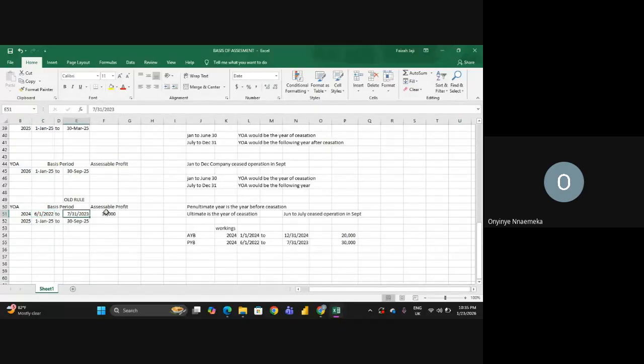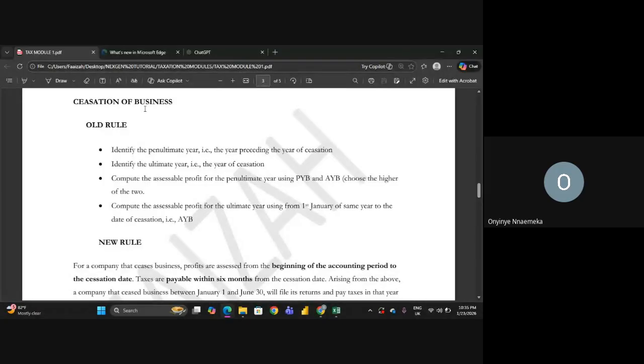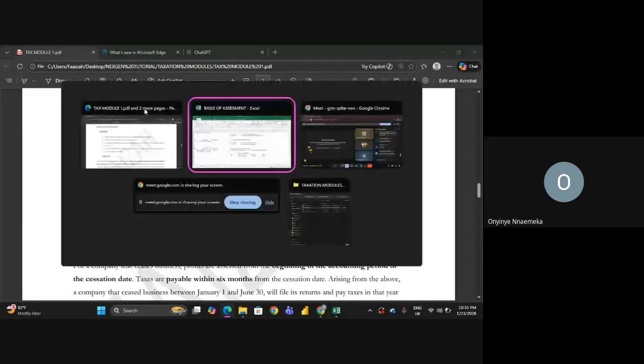So now, this place is the what? Workings. Let me put it in front of workings. We are talking about what? Penultimate year. Having said that, the rule says penultimate year, you have to choose the higher between PYB and AYB, which is what we have done here.